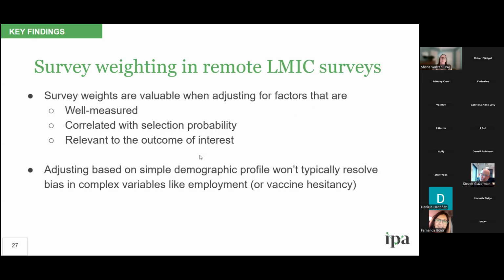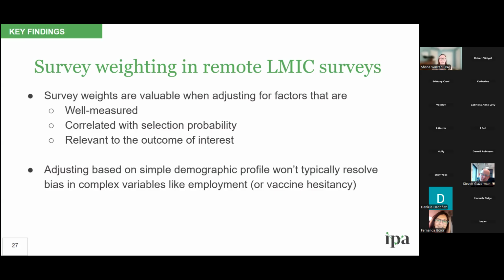what do we do with survey weighting in remote LMIC surveys? So survey weights are certainly valuable, and they do best when adjusting for factors that are well measured. So it's a lot easier to measure educational attainment. It's a lot easier to have a clear and precise measurement than for some other more attitudinal measures or self-reporting events that are older or not quite as precise.